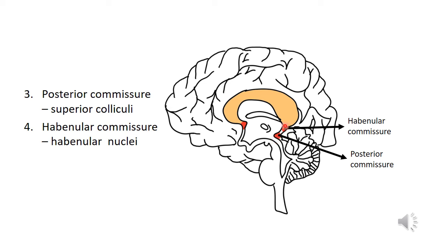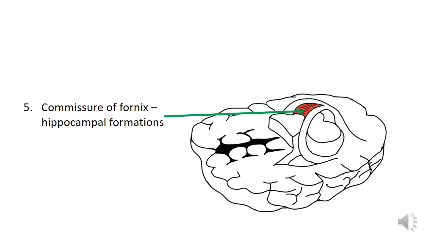The habenular commissure connects the habenular nuclei of one side to the other. It lies on the superior lamina of the stalk of the pineal gland. The last one is the commissure of fornix, which connects the hippocampal formations across.